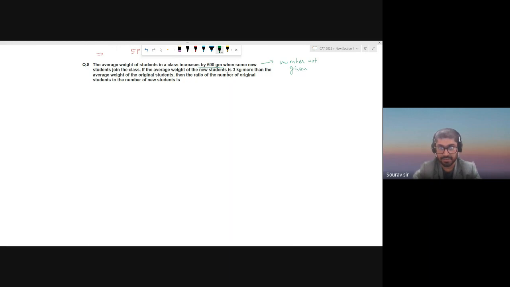If the average weight of the new students is 3 kg more than the average weight of the original students, then the ratio of the number. So we have to calculate the ratio. So even if we assume variables for number of students and average, they'll cancel out.